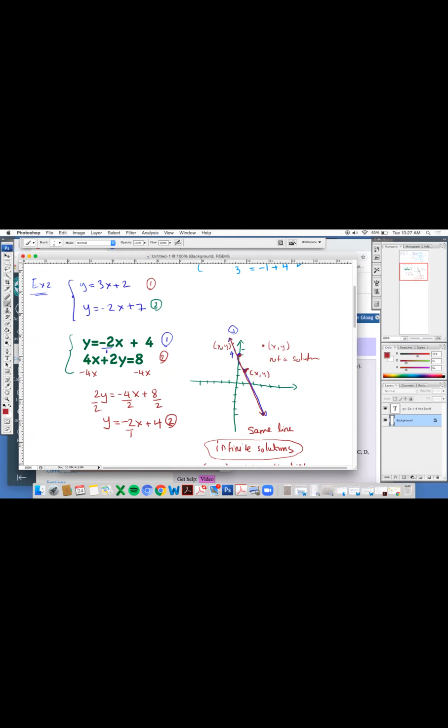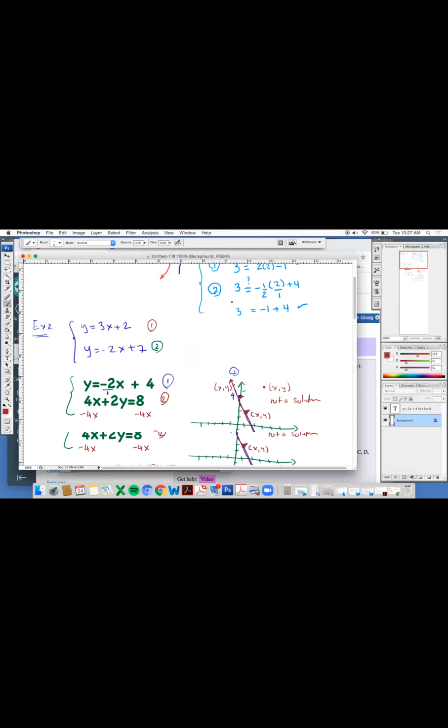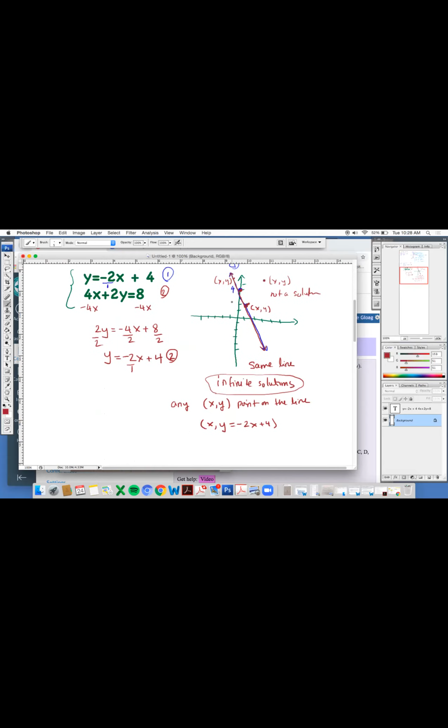So the first couple of examples we've done are where they're going at different slopes and they're going to cross in one point. So that 2, 3 is one solution to the system. But in this case right here, when it's the same line, then it's an infinite number of solutions.